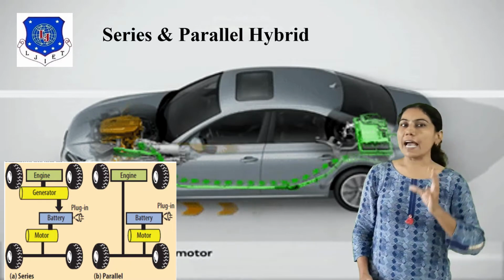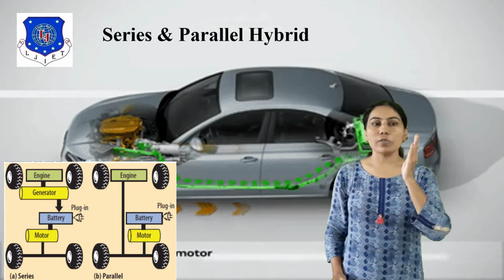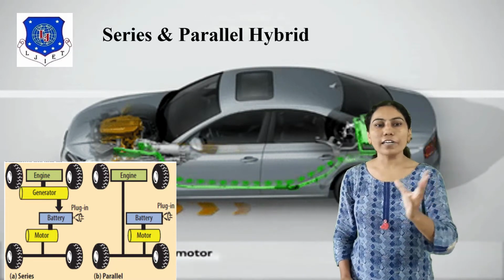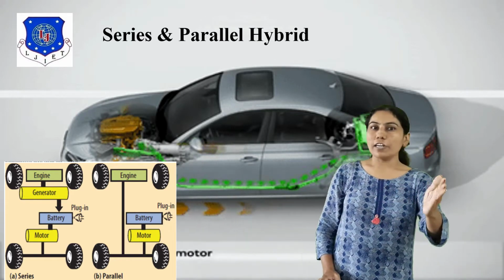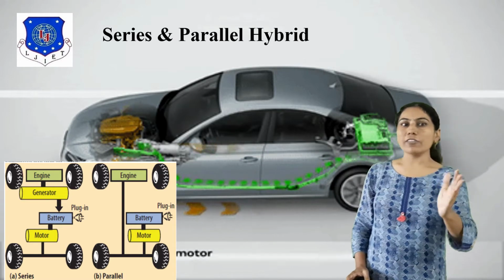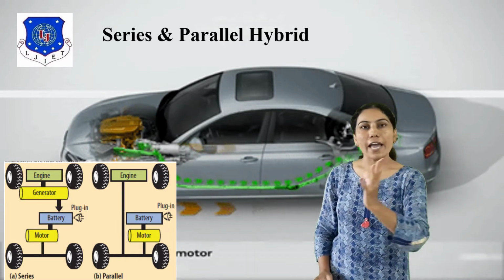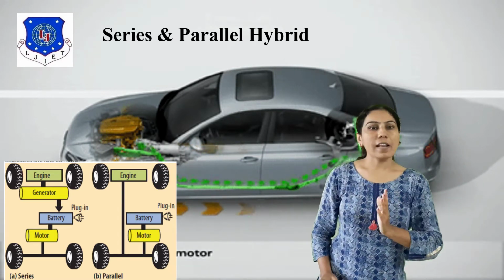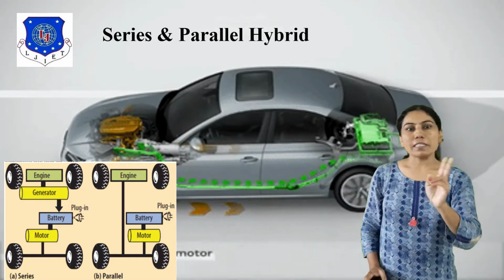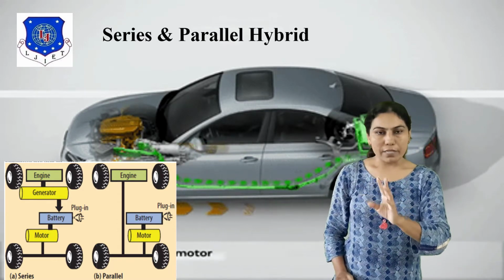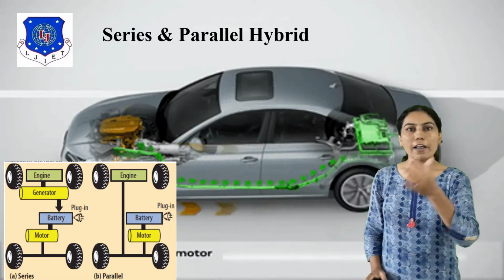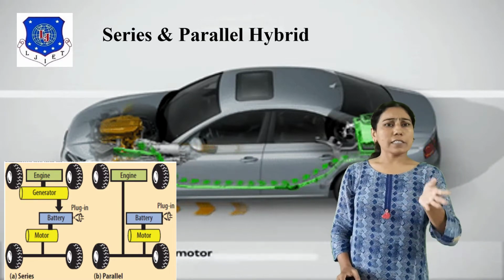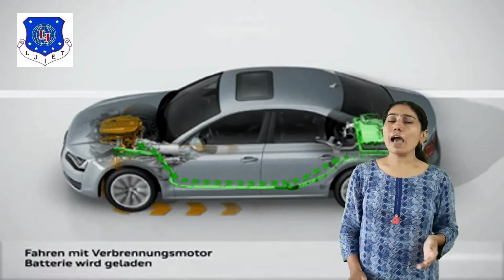You can see this diagram. The series hybrid has a generator, and the parallel hybrid has no generator. In the series hybrid, the generator is used either to charge the battery or to power the electrical motor. In the parallel hybrid, both the engine and the motor are connected directly, meaning transmission happens at the same time to move the car and vehicle.